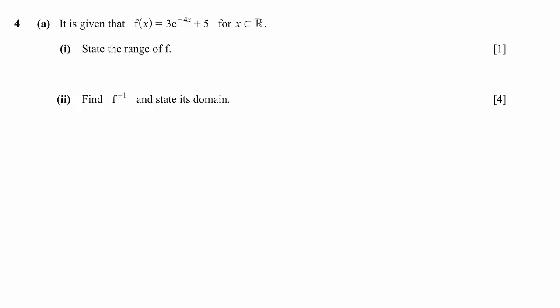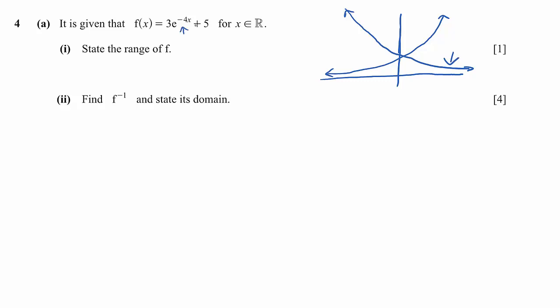It is given that f of x is 3e to the negative 4x plus 5, and we want to state the range of f. Well, think about exponential functions. They're either going to do this, or they're going to do this. The one that we have is going to be of this type because the index is negative here.